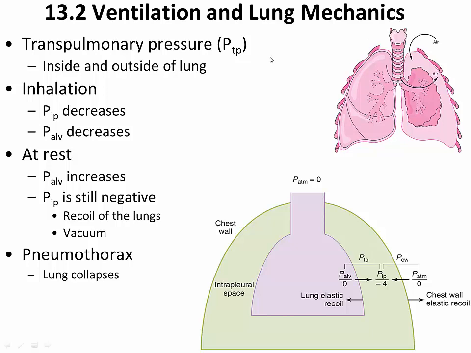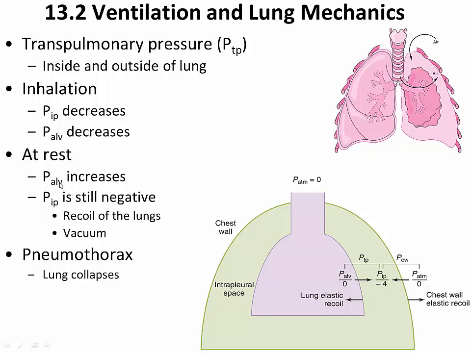If we look at what happens over here in our bullet points in inhalation and at rest, then we see that during inhalation, of course, the pressure in the alveolus decreases, and so air flows in. But even though the alveolar pressure is decreasing, the intrapleural pressure is decreasing even more. So the intrapleural pressure remains below the alveolar pressure.